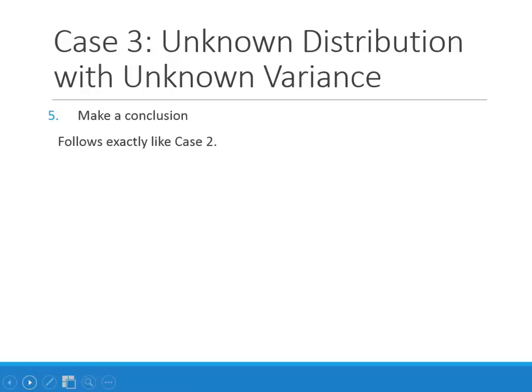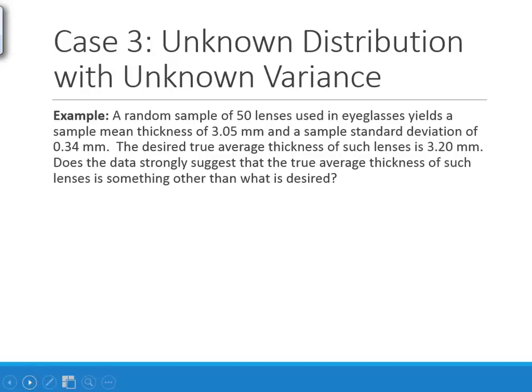Okay. Well, let's try applying this procedure here. So here we're going to look at eyeglasses. We have a random sample of 50 lenses used for a particular type of eyeglass, and we find that those 50 lenses have a sample mean of 3.05 millimeters and a sample standard deviation of 0.34.